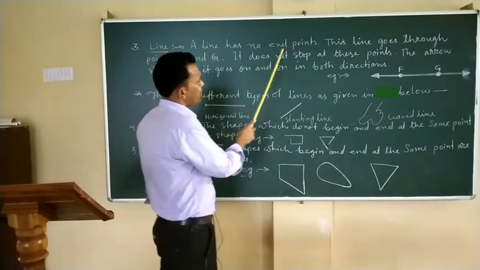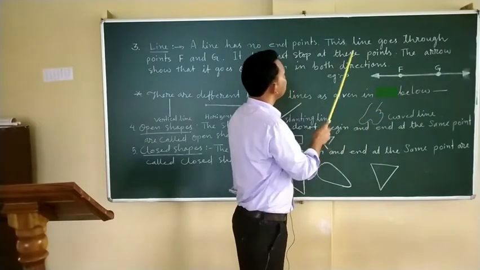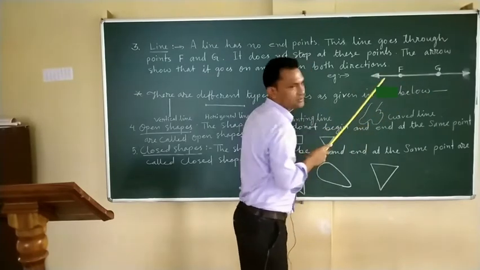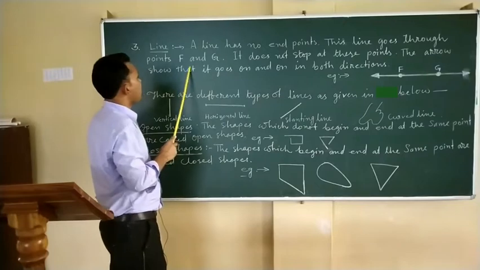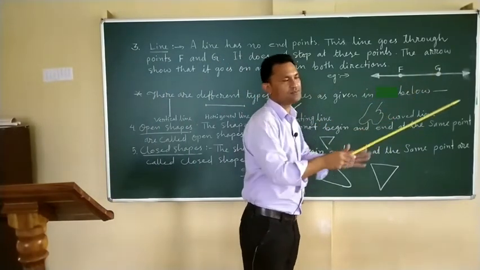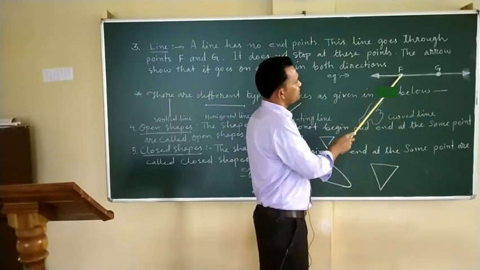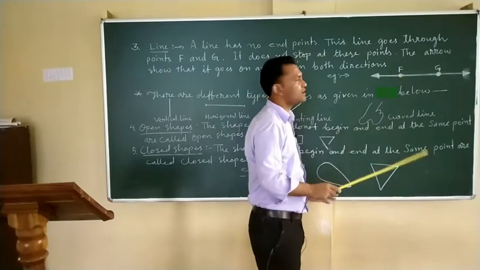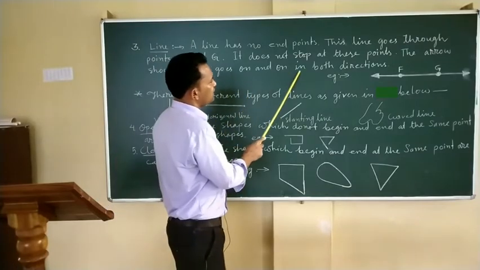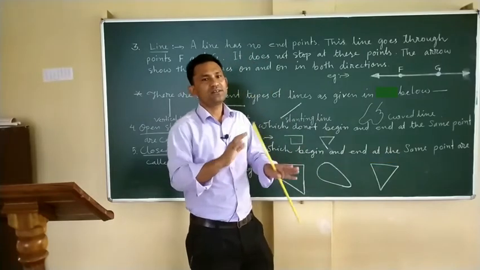Once more, let me repeat. A line has no end points. You see, no end point. This line goes through points F and G, on both sides, on the F side also and the G side also. It does not stop at this point, and it does not stop at this point either. The arrow shows that it goes on and on in both directions.